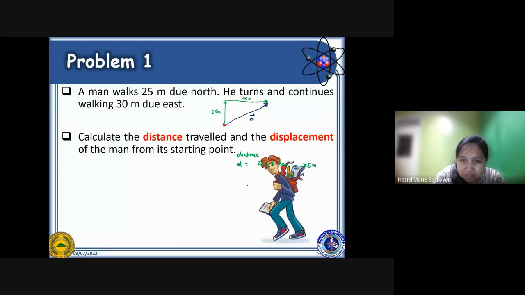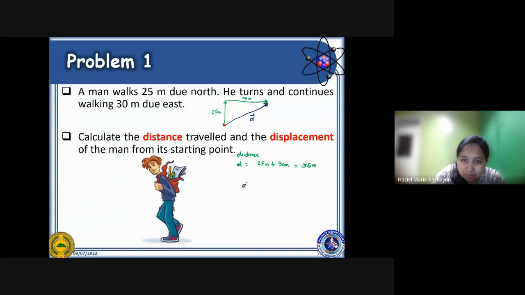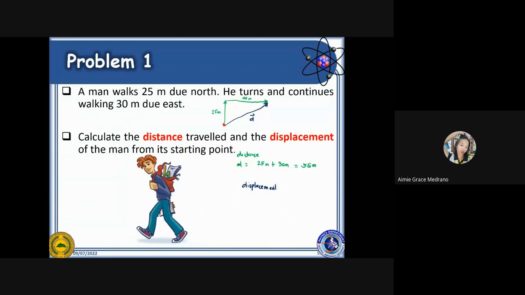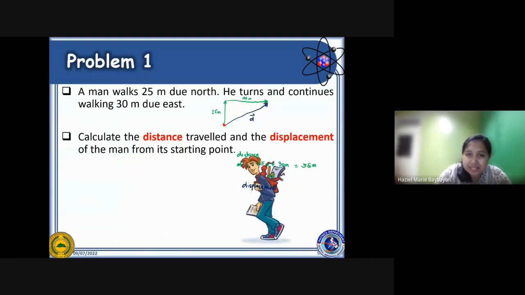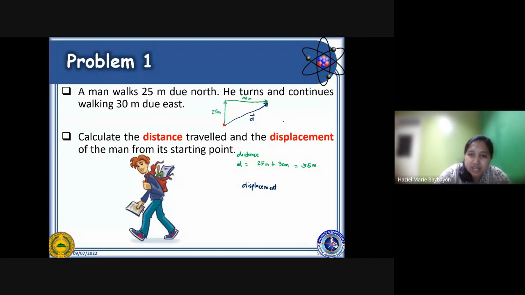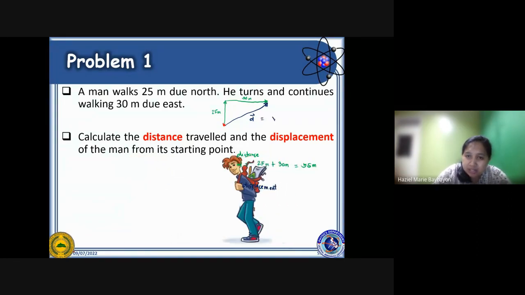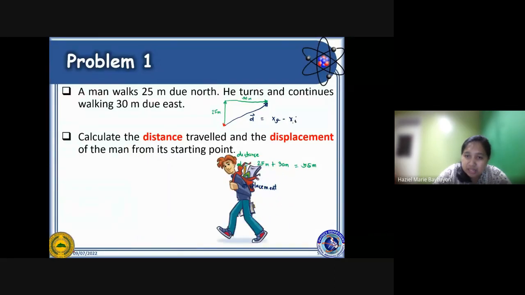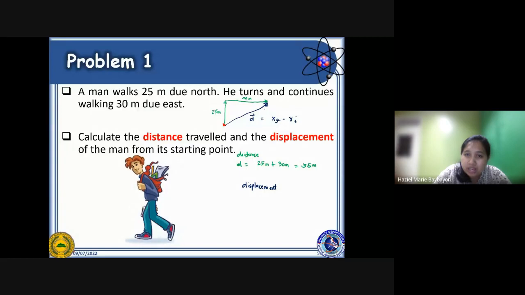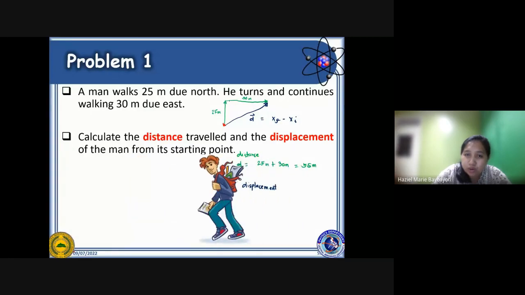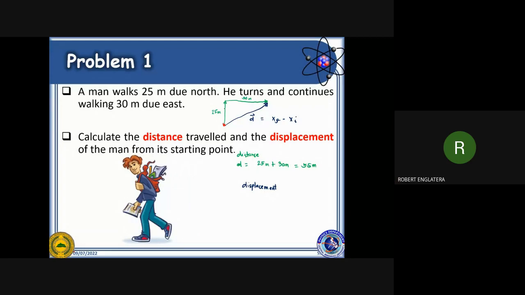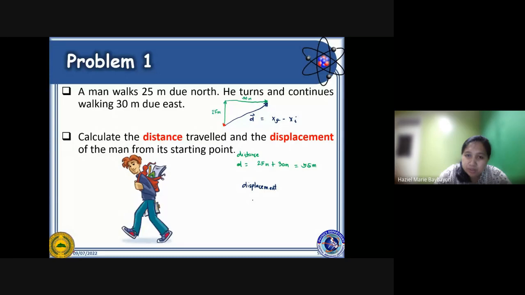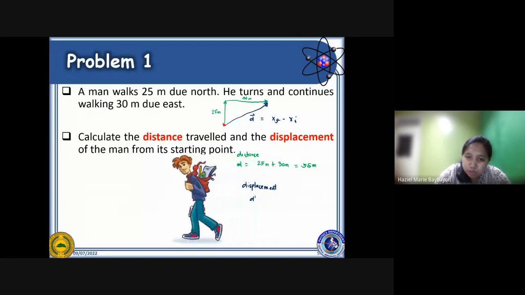Any idea, class? How do we solve for the displacement since this is a two-dimensional motion? Di ba, displacement is equal to x final minus x initial, but we cannot use x final and x initial here because we also have motion along the y, which is this one. So this is motion along the y. The Pythagorean theorem, ma'am. Okay, very good. So we will use the Pythagorean theorem to get the magnitude of the displacement.